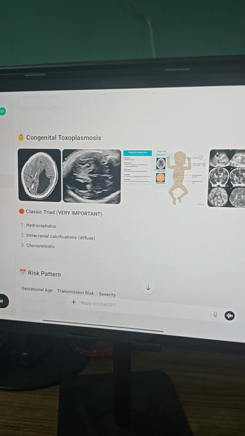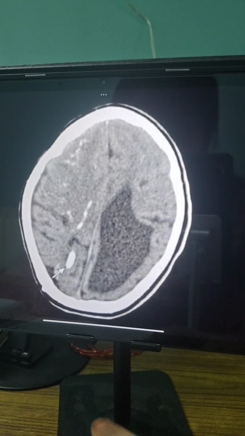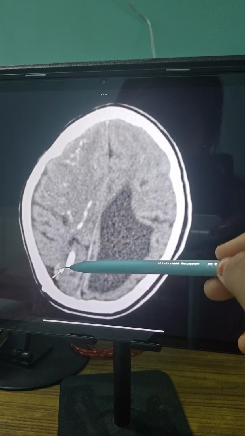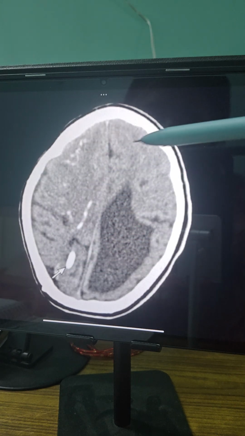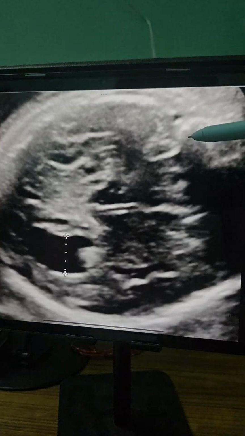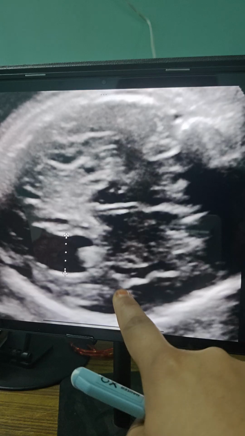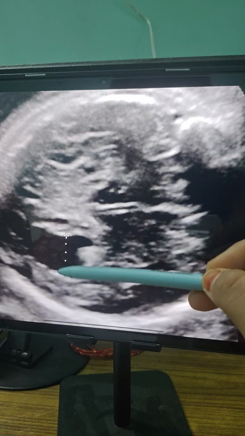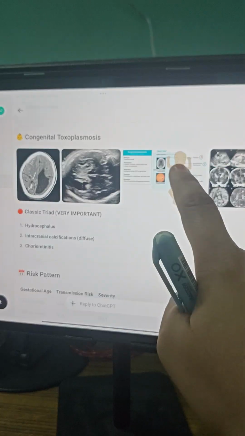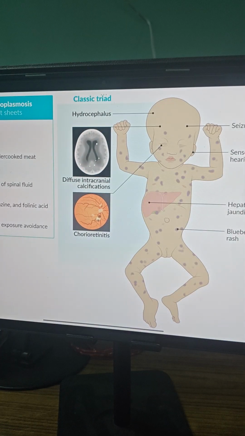Now coming to congenital toxoplasmosis, it has a classical triad of hydrocephalus, diffuse intracranial calcification, and chorioretinitis. So can you see this? There is the presence of calcifications, and these calcifications are diffuse. They are occurring anywhere in this CT image. And there is ventriculomegaly also, that is the size of the ventricle is increased. And this ventriculomegaly is leading to hydrocephalus.